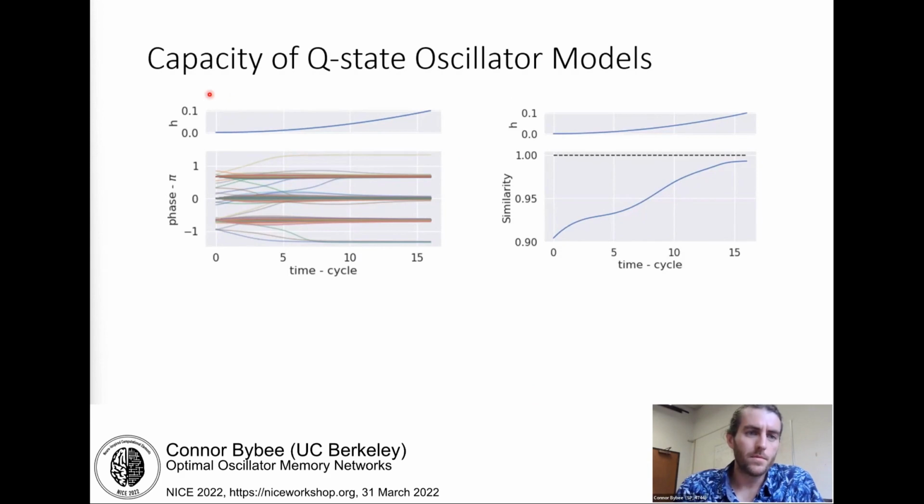One thing yet to examine is the capacity of these Q-state oscillator models. One thing we can examine is potentially the dynamics also of this coupling function H. So here I've stored a number of patterns up to capacity for this network. And indeed, we show that depending on the initial conditions, we can still perform error correction and move the fixed points of the dynamical system to the stored pattern.